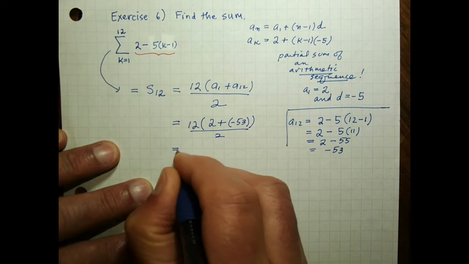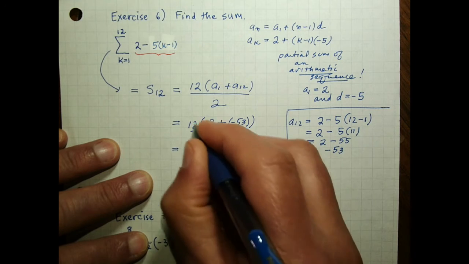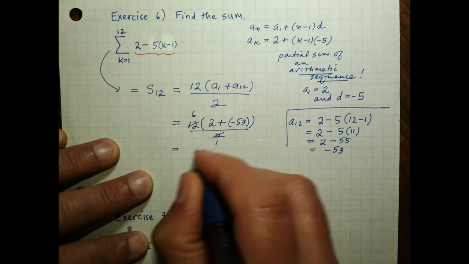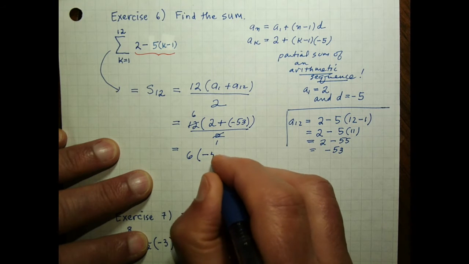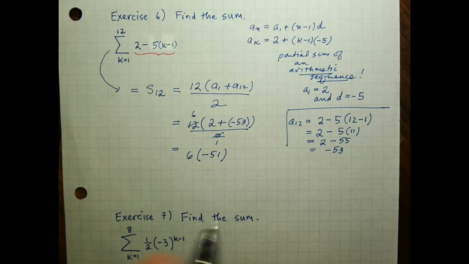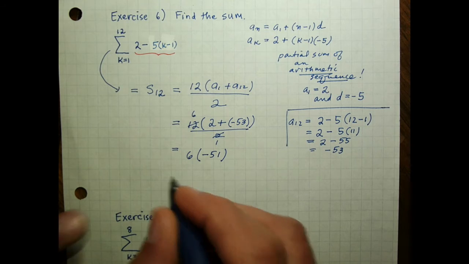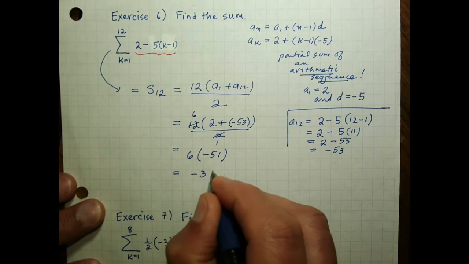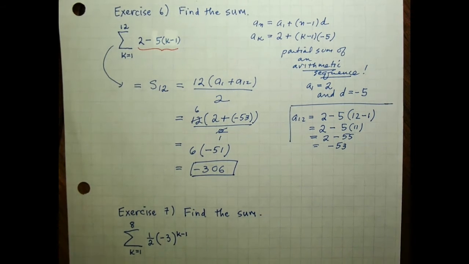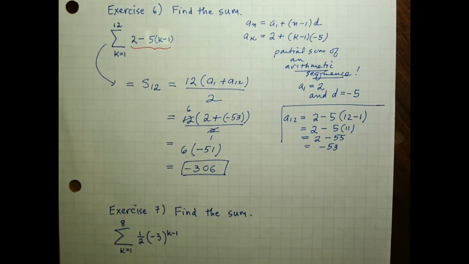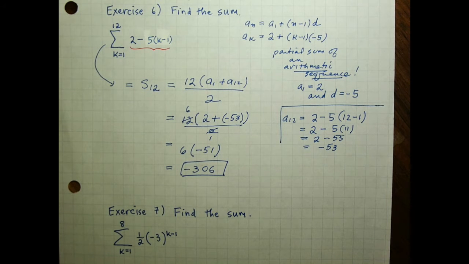divide by 2. Of course, 2 goes into 12 6 times, got a little canceling there. 6 times negative 51. And when I multiply, I get negative 306. There's my sum, a negative sum. I got a lot of negative numbers I'm adding up for that problem. So that was an arithmetic situation that we were in.